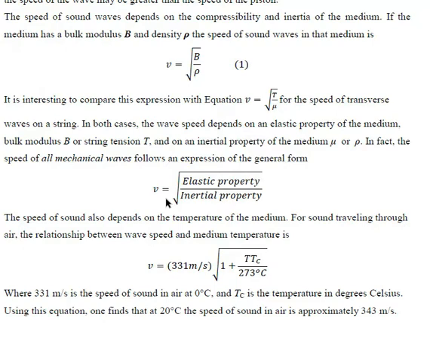The speed of sound also depends on the temperature of the medium. With respect to temperature, we can write the relation for sound waves through air like this: v equals 331 meters per second times the square root of 1 plus Tc divided by 273 degrees centigrade. This is Tc, not a double T. Tc means temperature in degrees centigrade.